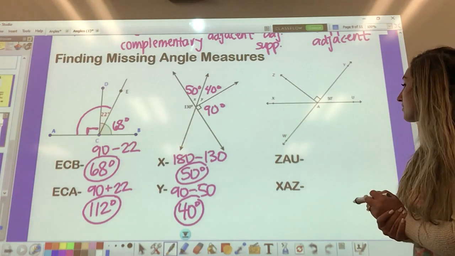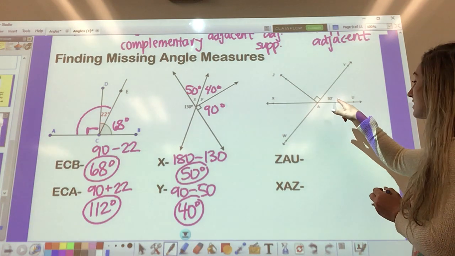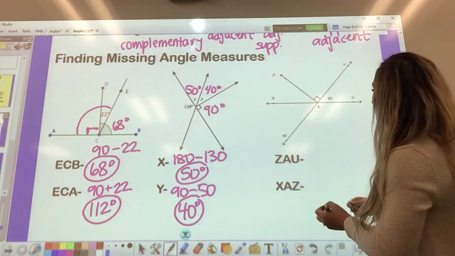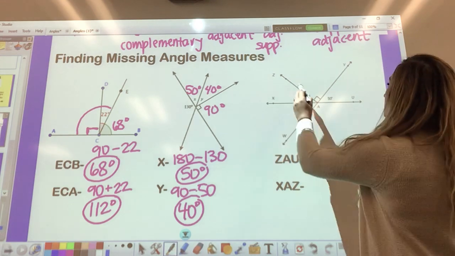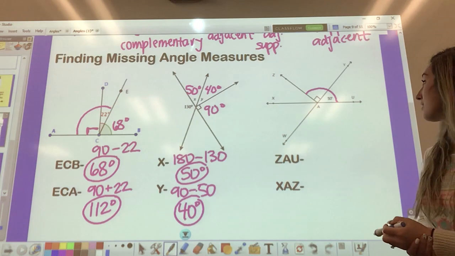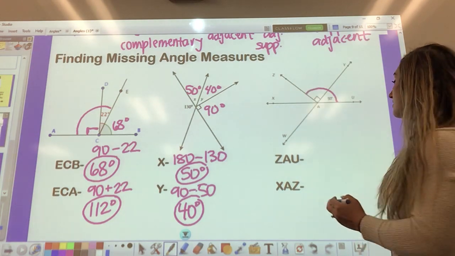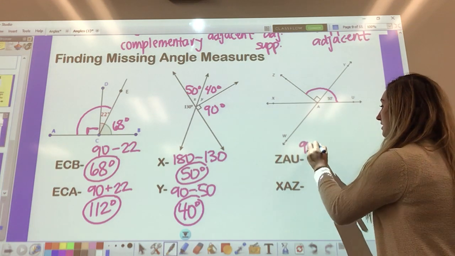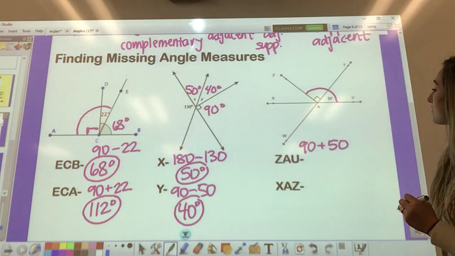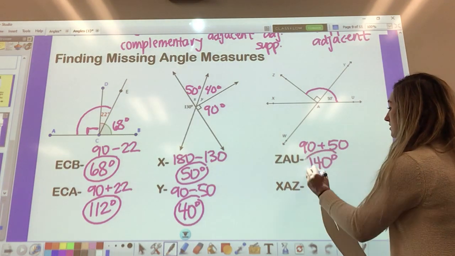And then lastly, over here, we are given that this is a right angle and this is a 50-degree angle. We first want to find ZAU. That's this entire angle that's actually made up of the 50 degrees and the 90 degrees. So I would just need to add those together to come up with the angle measure there. ZAU would be 140 degrees.